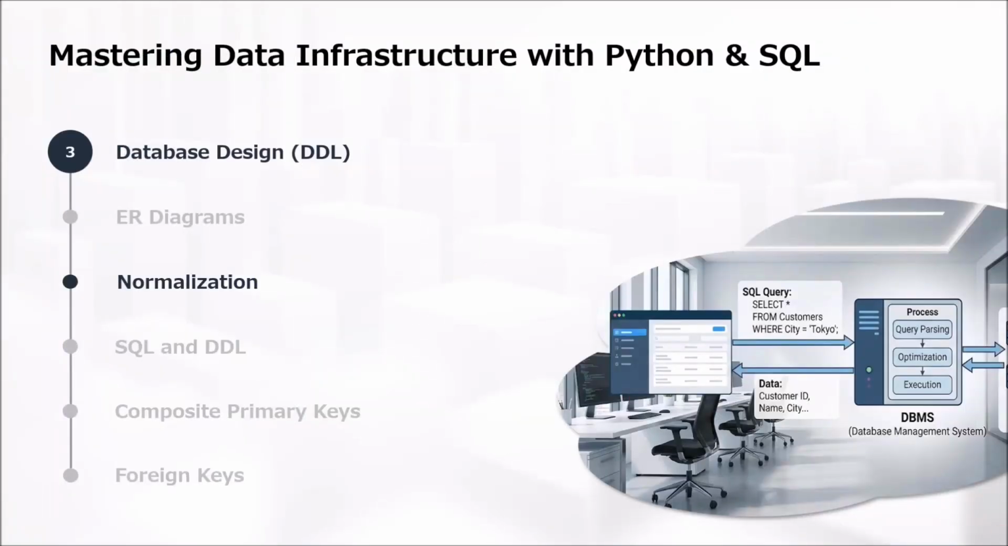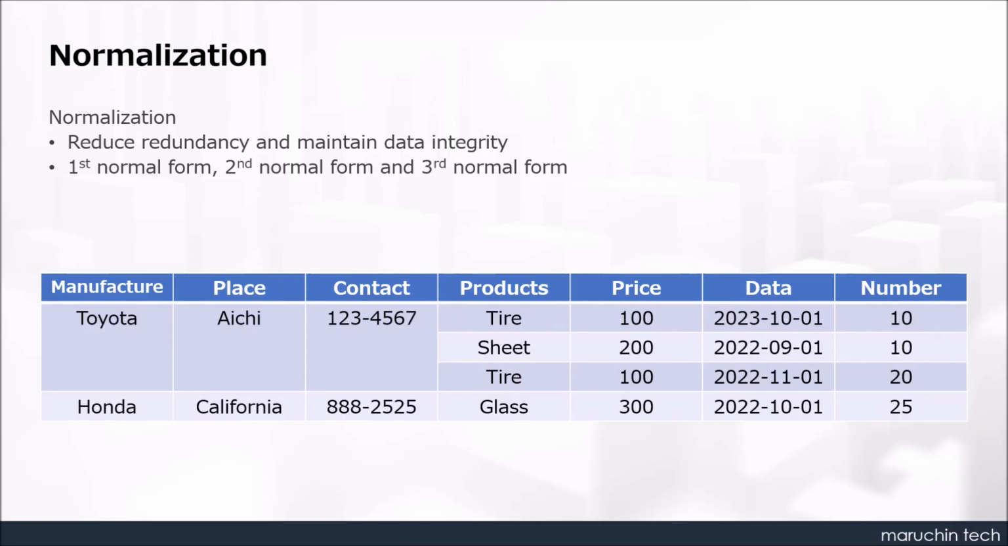Next is normalization. Database normalization refers to reducing data redundancy and maintaining data integrity. There are 3 stages of normalization: first normal form, second normal form, and third normal form. Here, I will introduce normalization using a simple example. Here is a table consisting of a part manufacturer, place of manufacture, contact information, and so on.